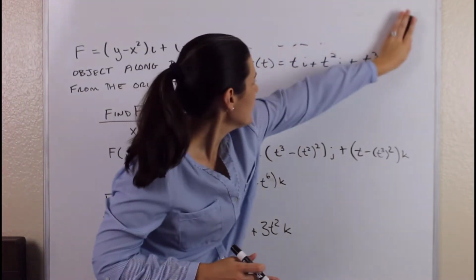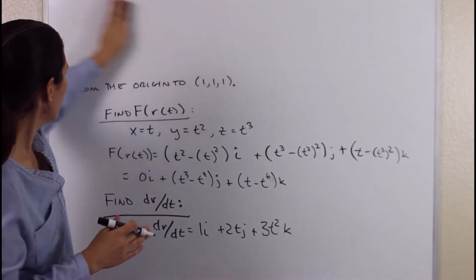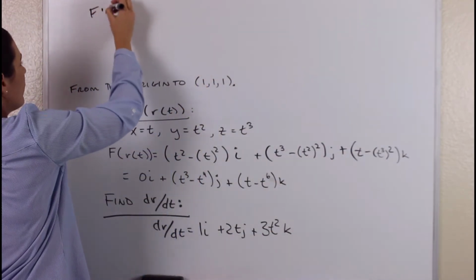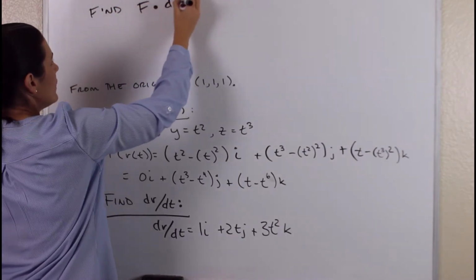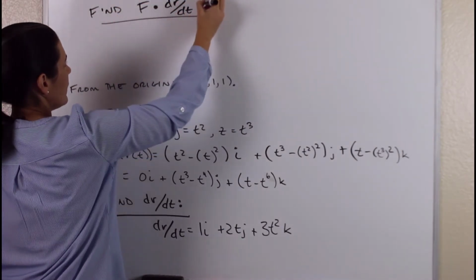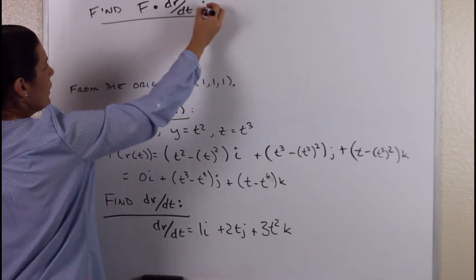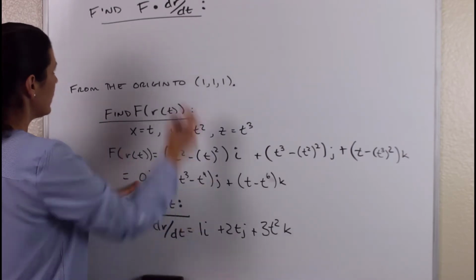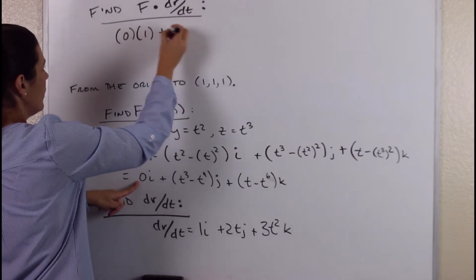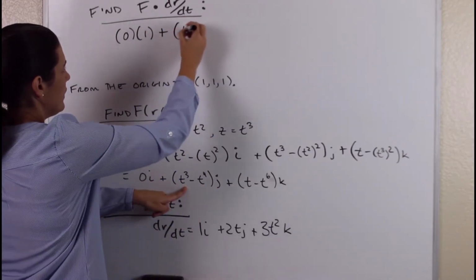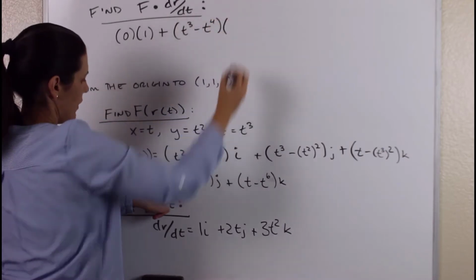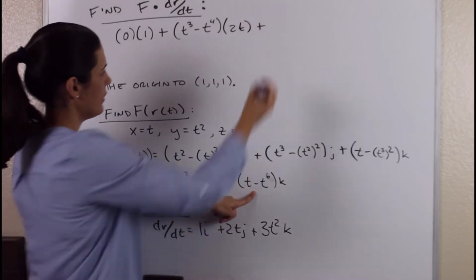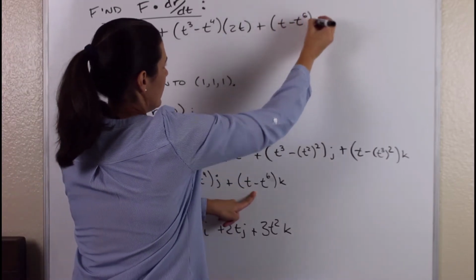So let me erase part of this. I'm going to go ahead and leave from the origin to 1, 1, 1 because we didn't actually do anything with that yet. So now we want to find f dot dr dt, and this is the f we just evaluated at r of t. So I'm going to just point and then fill in my dot product. So the i components, 0 times 1. J components, t cubed minus t to the 4th times 2t. And then last, t minus t to the 6th times 3t squared.